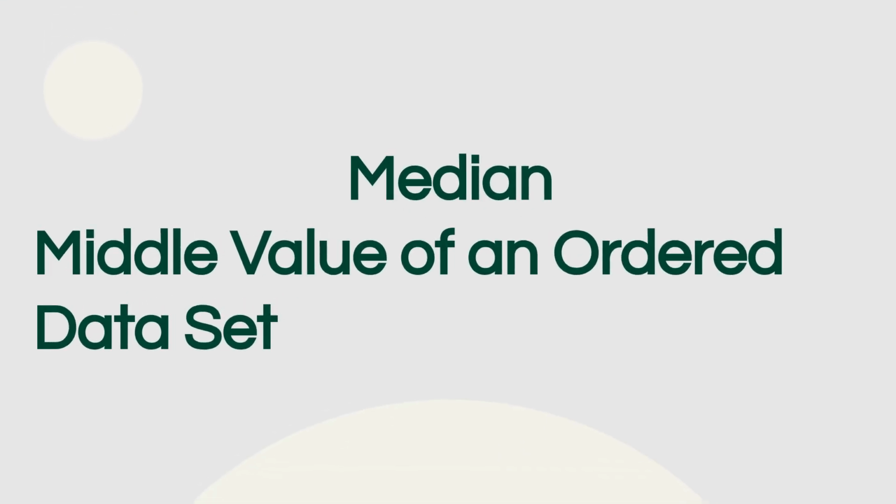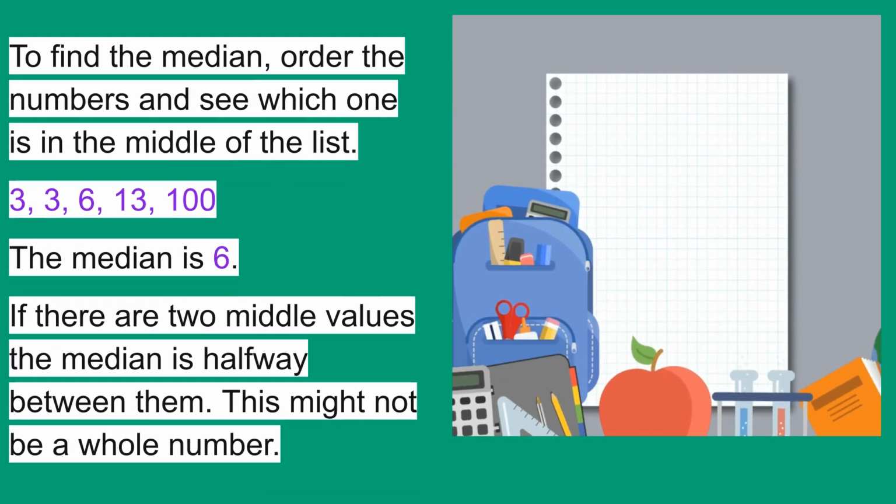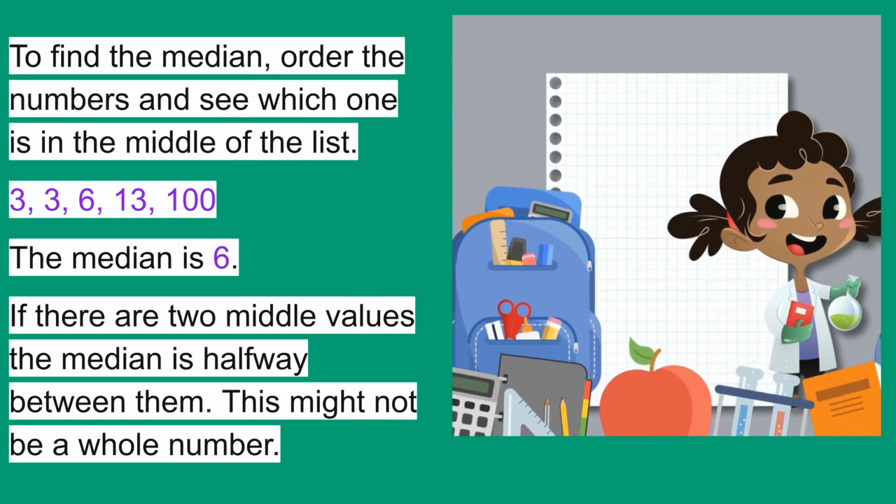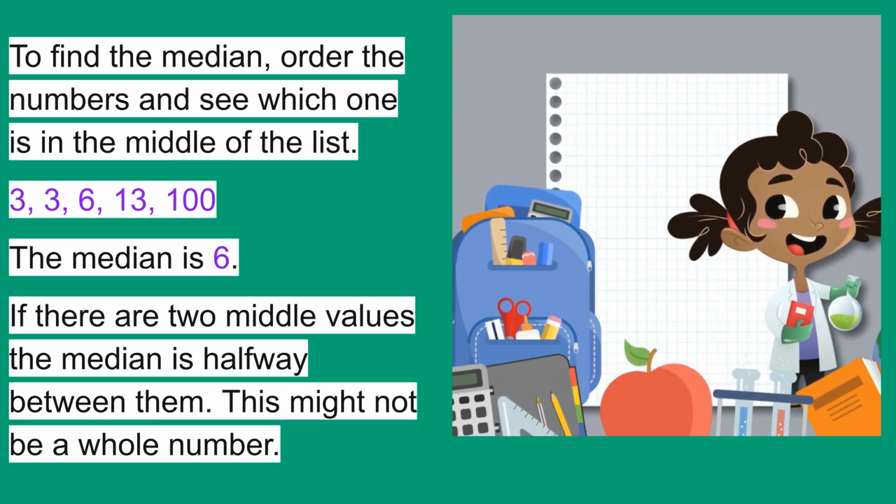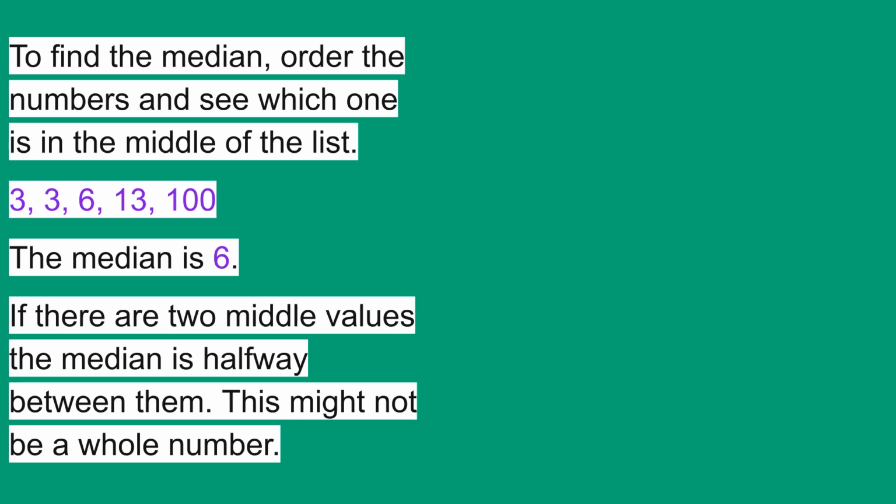The median is the middle value of a dataset when arranged in ascending order. To find the median, order the numbers and see which one is in the middle of the list. 3, 3, 6, 13, 100. The median is 6. If there are two middle values, the median is halfway between them. This might not be a whole number.